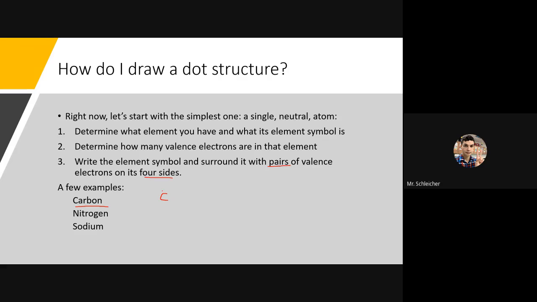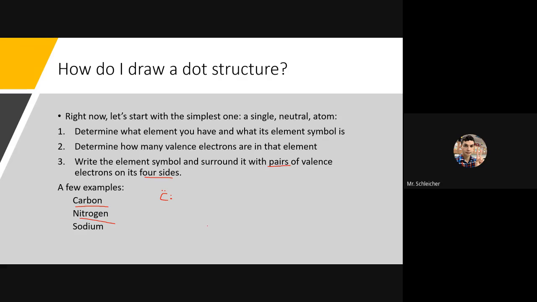I'm going to pair them up, and maybe I'll put one pair on the top and another pair on just whatever side. Whatever side you choose doesn't really matter, as long as they're paired up and they're on either the top, left, right, or bottom. Those are the 4 sides we're looking at. So I have 1, 2, 3, 4 valence electrons. That is the dot structure for carbon.